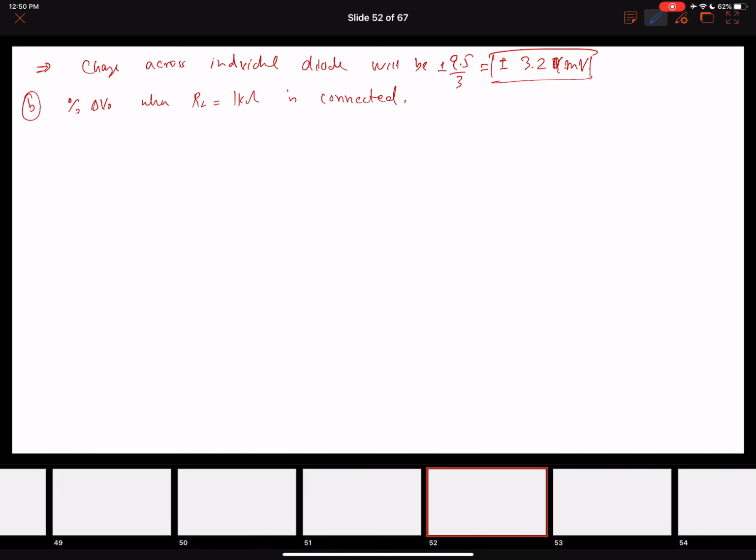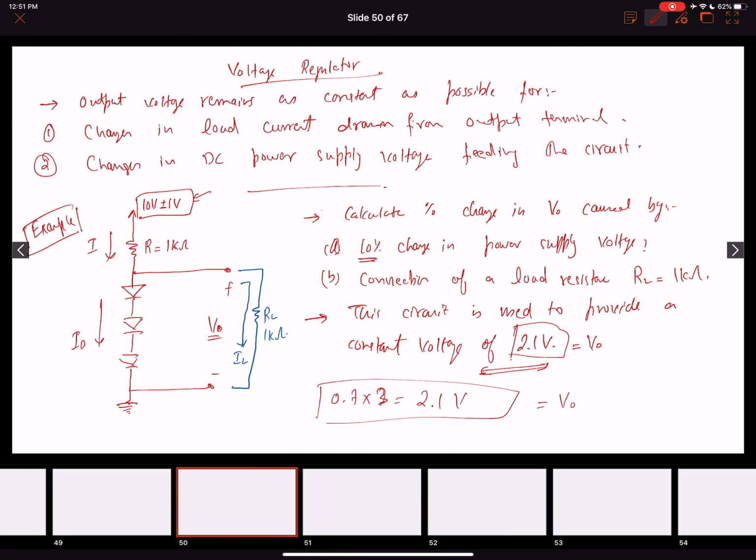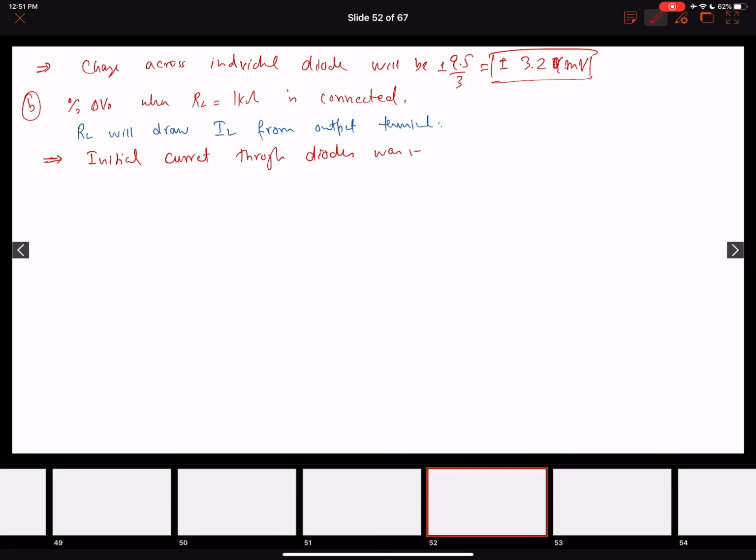So RL will draw IL from the output terminal. Right, so we know that the current through the diodes, the initial current through the diodes, what was the initial current through the diodes? It was 7.9 milliamperes.